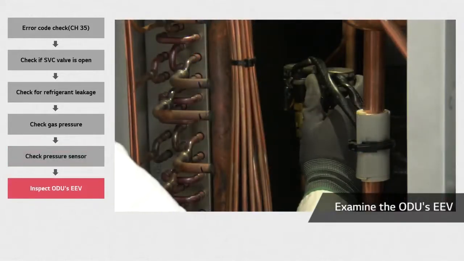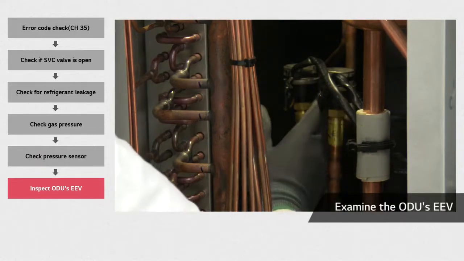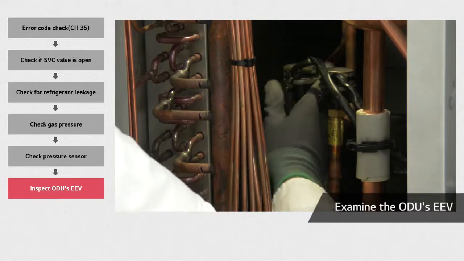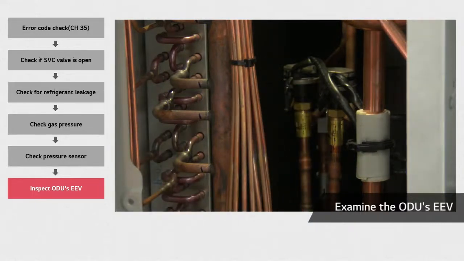Finally, check the outdoor unit electronic expansion valve. When you reset the PCB power, the EEV opens and closes again. You can also feel it vibrating on your hand. These steps should solve the problem.